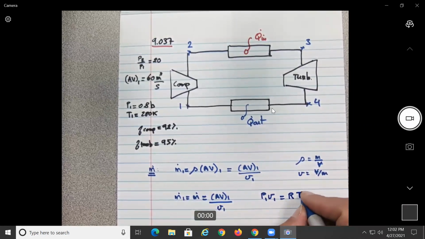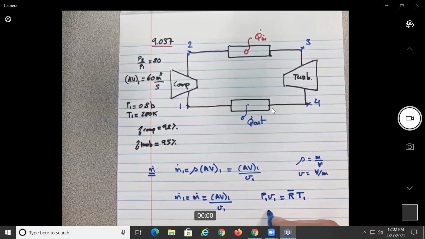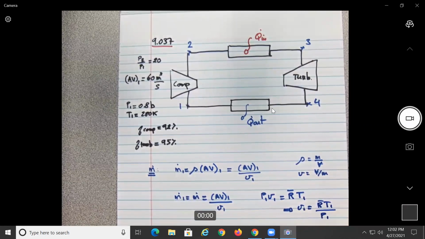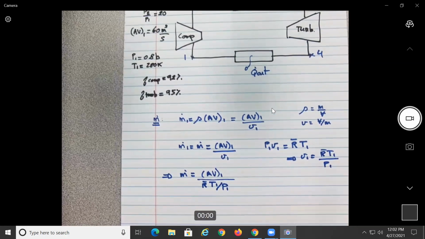R bar or no R bar in our class notation? R bar, okay. Or we could say here that v1 equal to R bar T1 divided by P1. Okay, so at the end we have that the mass flow will be equal to A v1 divided by R bar T1 divided by P1.